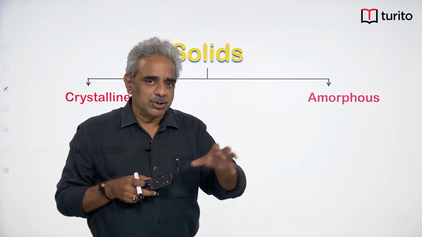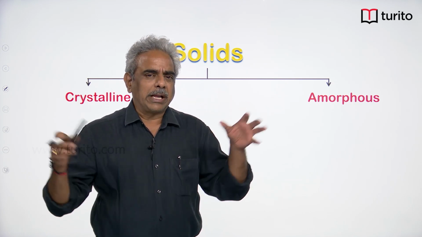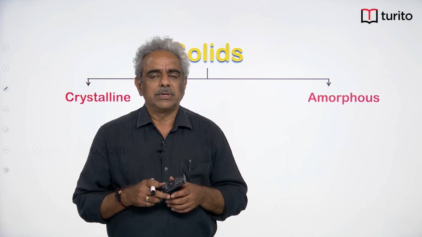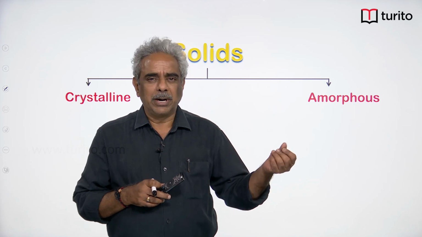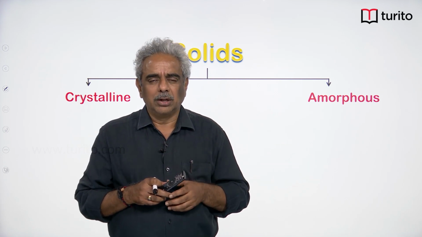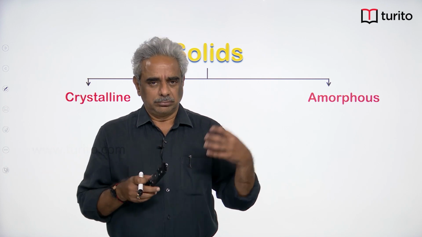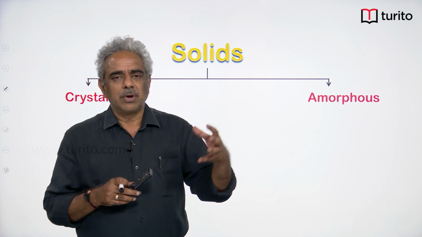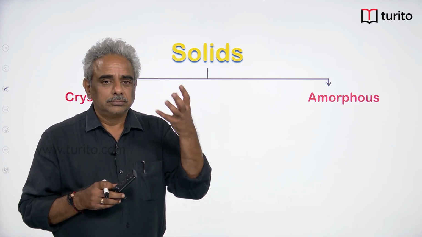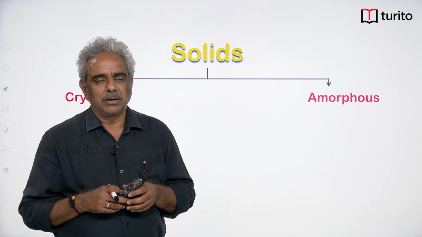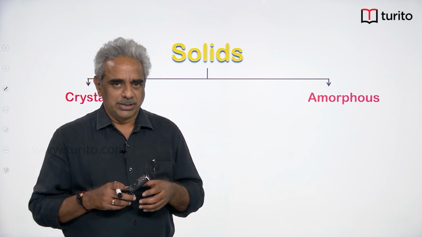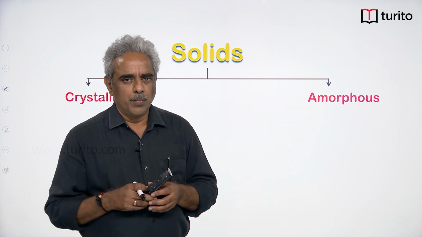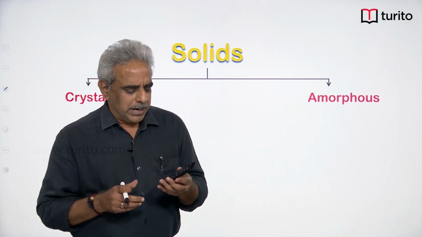So, you will get a crystalline solid. The quickly formed condensed substance generally gives amorphous substances like rubber, plastic, paper, all those things. Whereas iron, sodium chloride, diamond, all these things are crystallized in a systematic manner, and we call them crystalline substances. So, in solids you can have two basic varieties. Let us go into details.